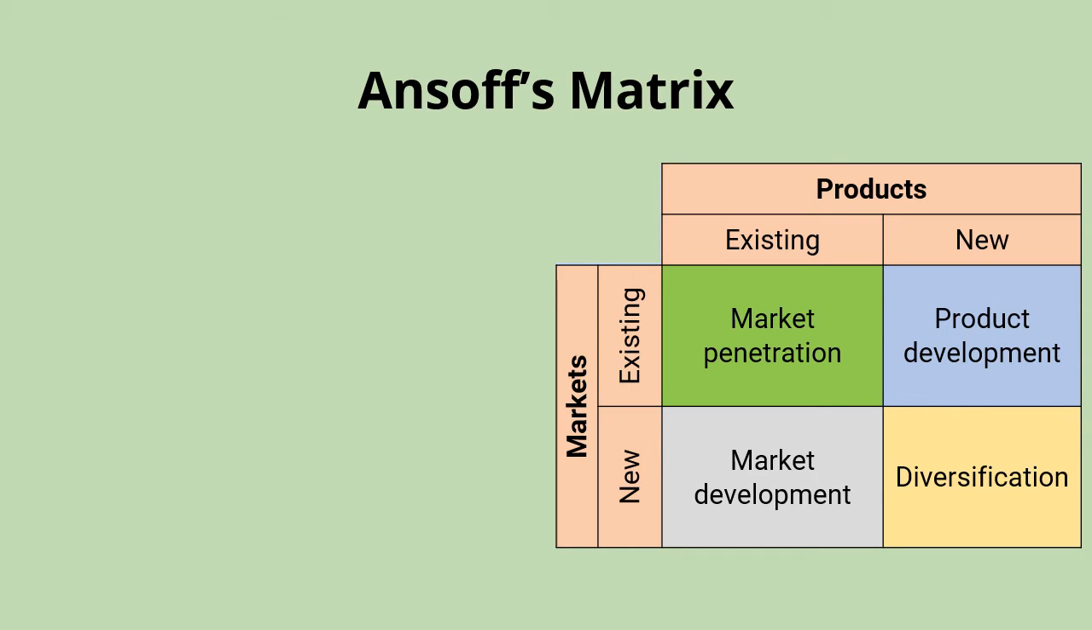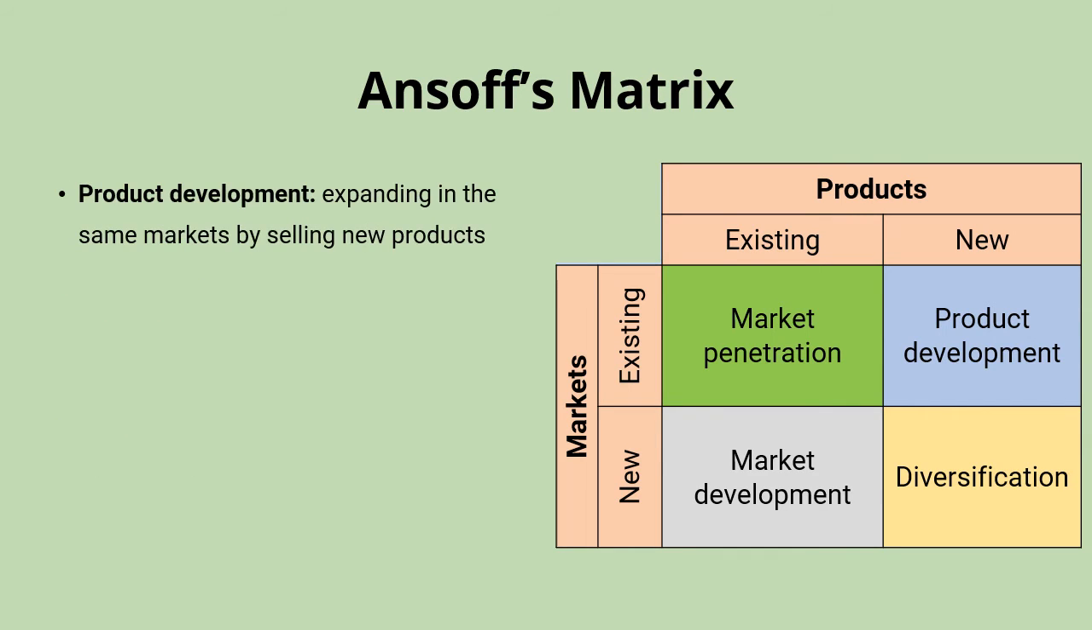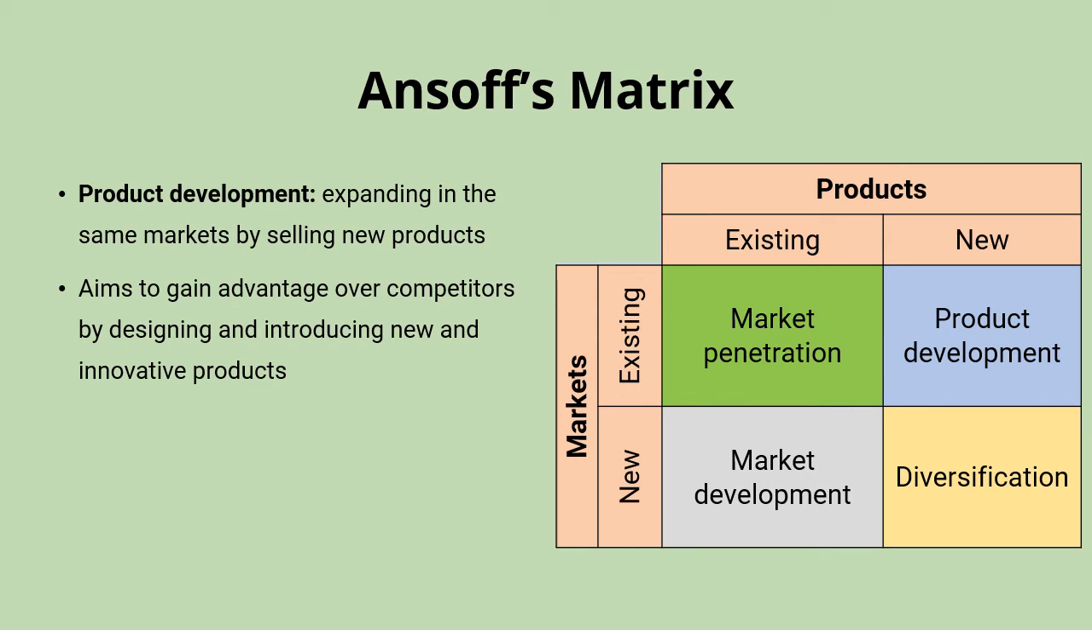Going up to the top right of Ansoff's Matrix next, we can see the strategy of product development. So that's about expanding in the same markets, but by selling new products. So there we're trying to get an advantage over our competitors by designing and introducing new and innovative and different products to what they might currently have on the market.